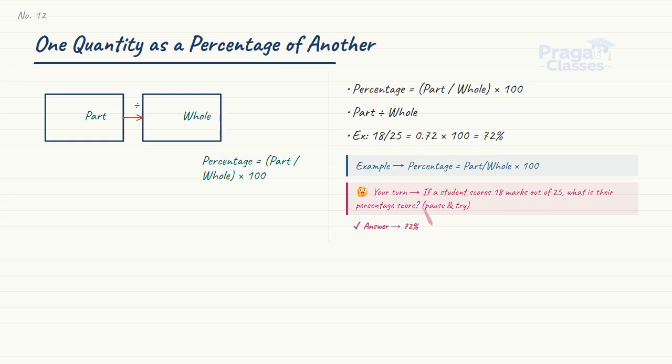Here's one for you. Pause the video and try it. If a student scores 18 marks out of 25, what is their percentage score? Work it out. Got it? It's 72%. 18 over 25 is 0.72, times 100 makes 72%.